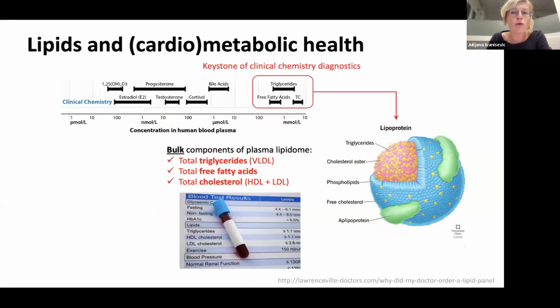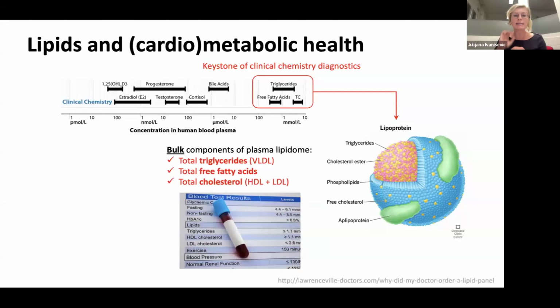The keystone of clinical chemistry diagnostics are these very well-known bulk components of our plasma lipidome, including the triglycerides, free fatty acids, and cholesterol, whose total content is used as an indicator of dyslipidemia and has been integrated into the risk prediction models, usually on top of the blood pressure.